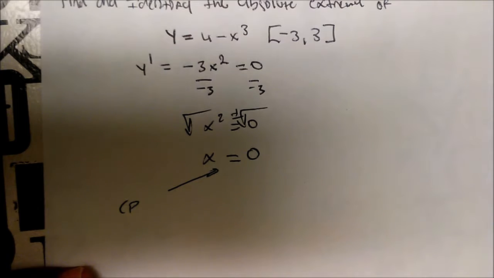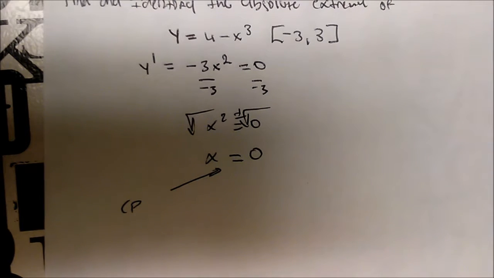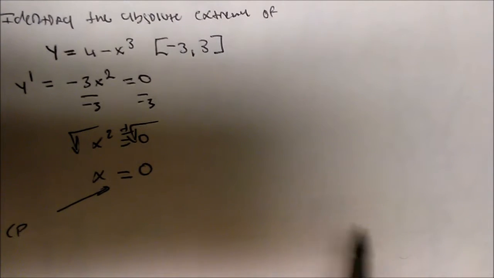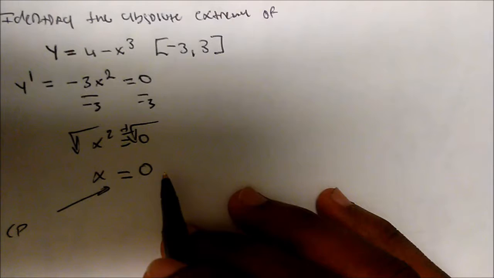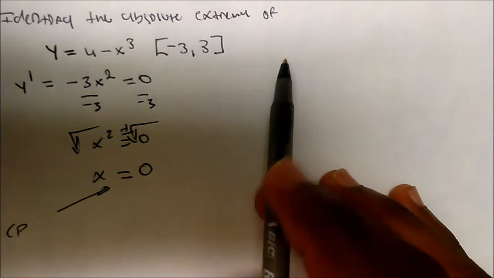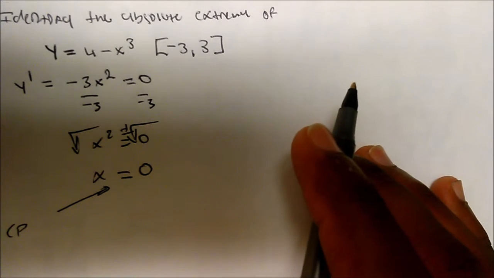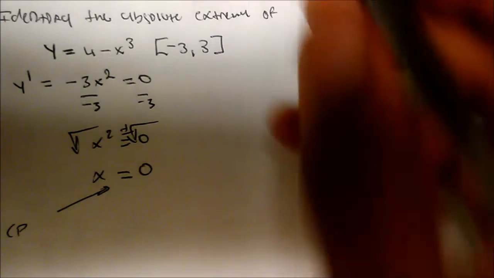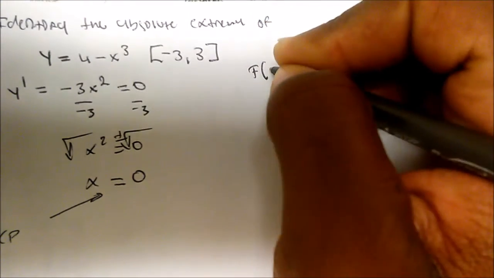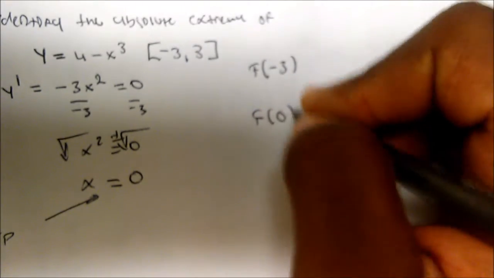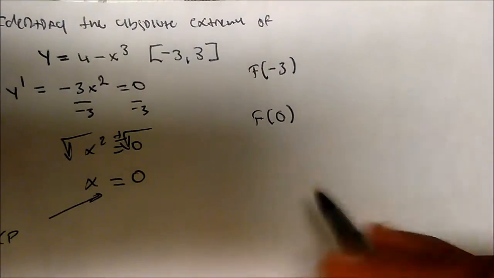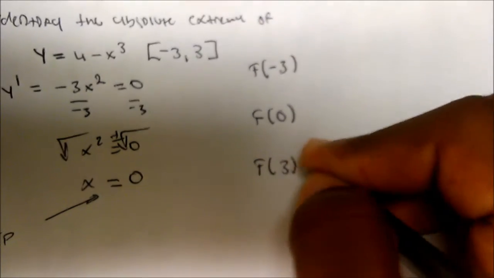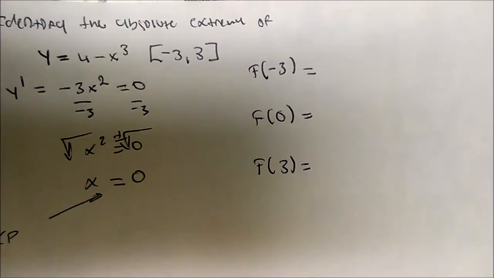So you always want to find your critical points first. That's why we take the derivative first, to find our critical points. And then here's what we do. We take our critical points along with the interval endpoints and plug in those values to see which one will be the highest and which one will be the lowest. The lowest will always be your absolute min, the highest will be your absolute max. So f of -3, f of 0, because that's one of our points, and then simply f of 3.